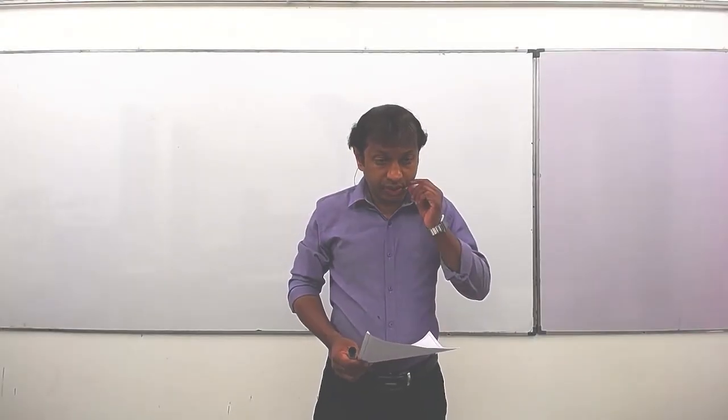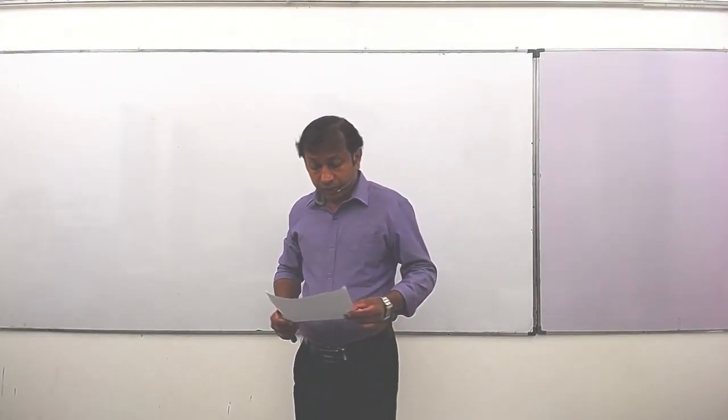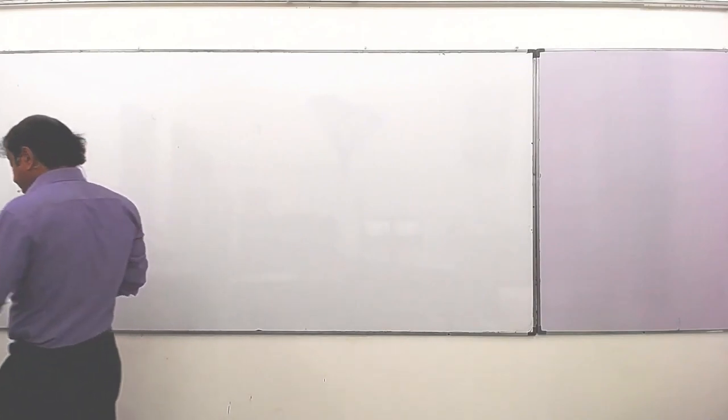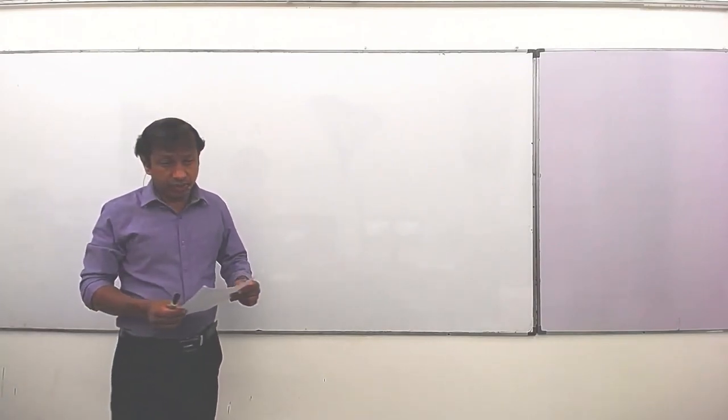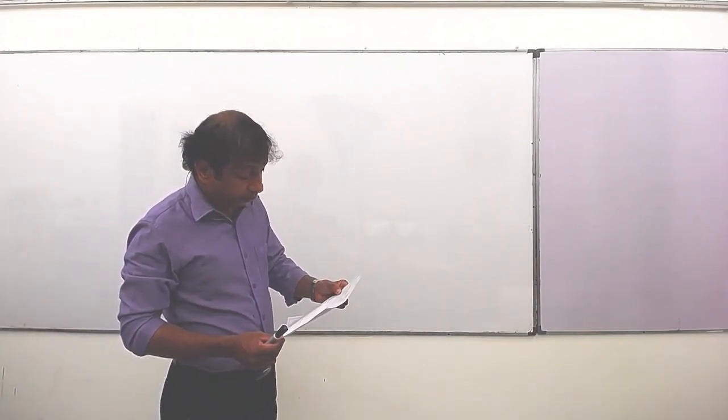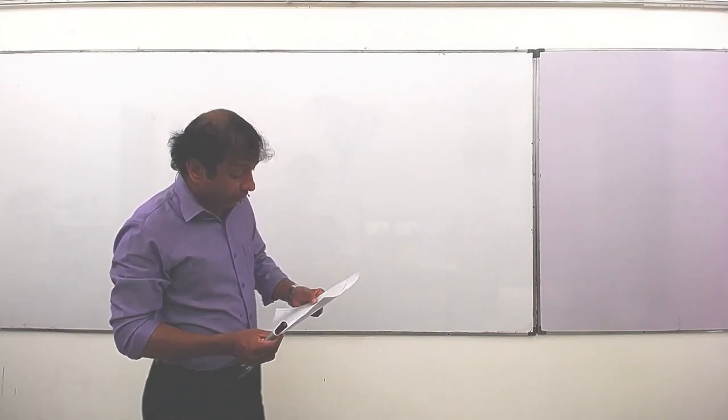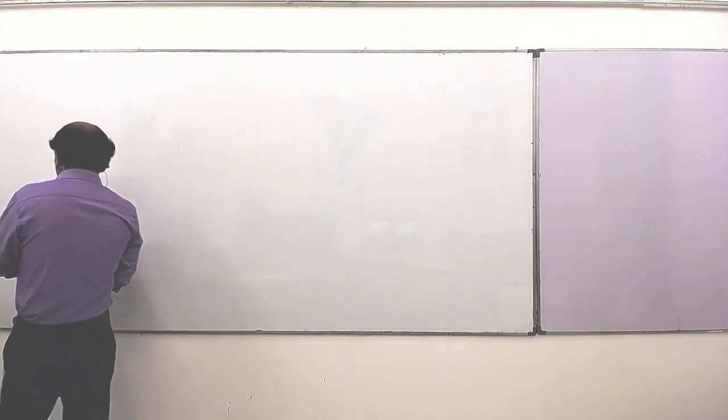Right. Today we'll start the paper. First one, asking to find A, B, C, so that 1 over (1 plus x)(1 plus x squared) equals this given thing, right?